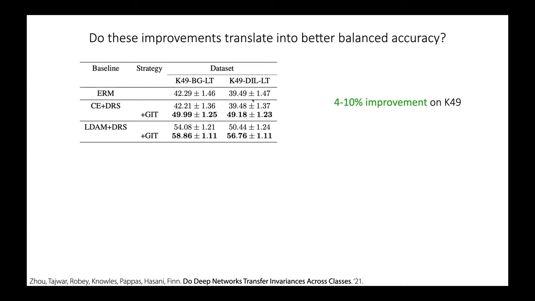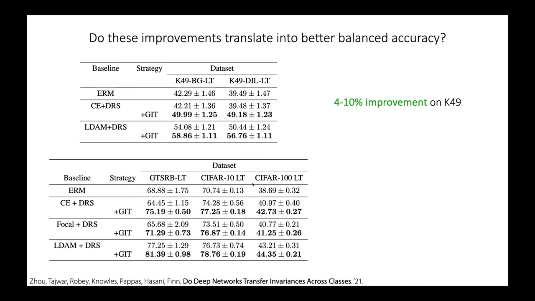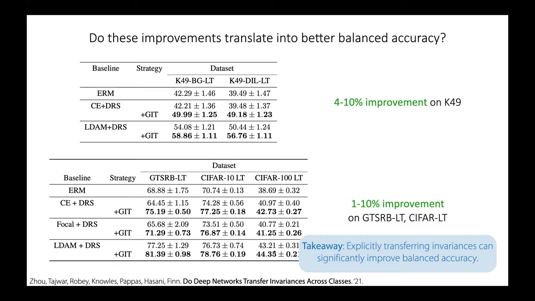Of course, these data sets are super simple. So we also looked at GTSRB and CIFAR, long-tailed versions of each of these data sets. And across the board here, we see a 1 to 10% improvement on these data sets as well. The largest improvements are on GTSRB. The smallest improvements are on CIFAR-100. These improvements are probably small because the generative model has some room for improvement, and it might actually be mixing up some of the classes when it's producing these generations. So the takeaway here is that by explicitly trying to transfer invariances across these classes, we can significantly improve balanced accuracy.